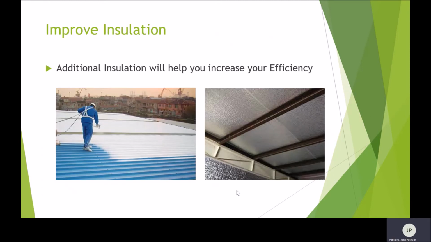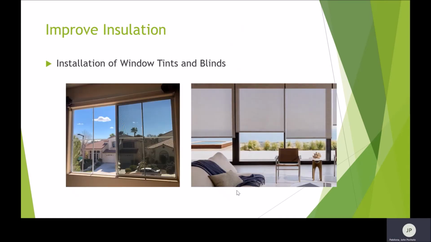We could also improve our insulation by using thermal roof paints and foam insulations. This will help maintain a cooler indoor temperature and will reduce loads in our AC units. So, mas maganda kung makapal yung ating insulation or meron tayong mga roof insulations such as these two. Pwede rin tayo maglagay sa mga windows natin. Diyan papasok yung mga tints and blinds na makakatulong din sa pag-reduce ng thermal rays at the same time yung heat na nanggagaling sa labas.